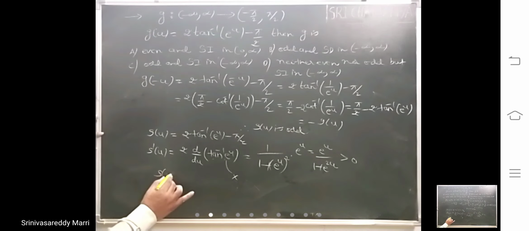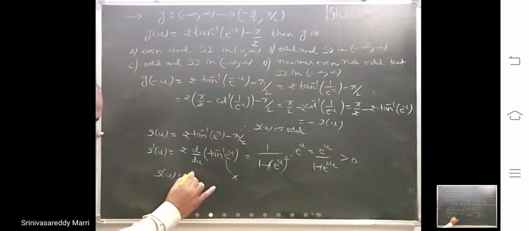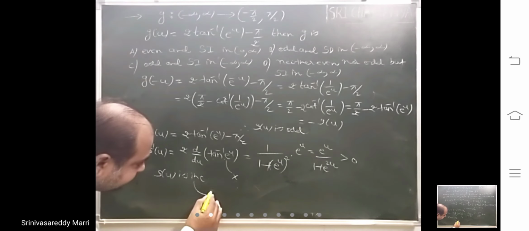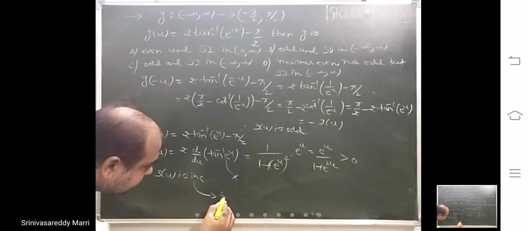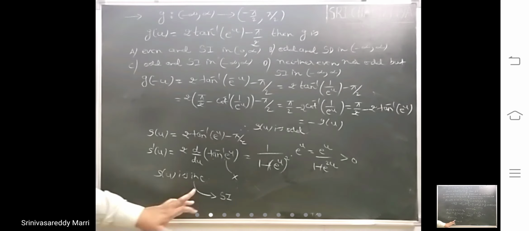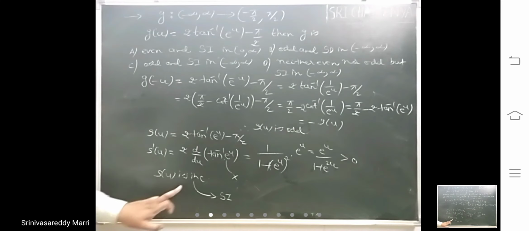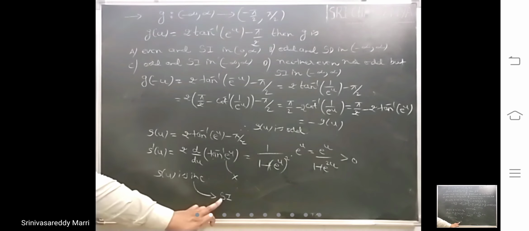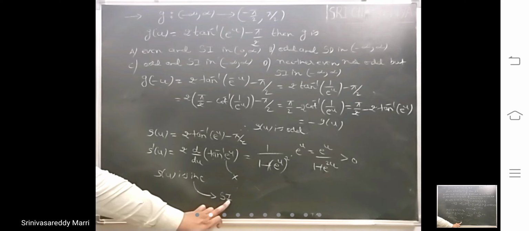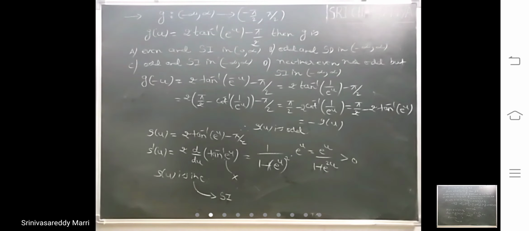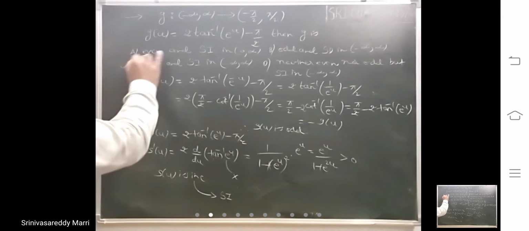Therefore, g of u is increasing. Increasing means strictly increasing. Same only. Increasing means derivative greater than 0. That meaning itself is strictly increasing. So that means it is an odd function and strictly increasing. That is correct.